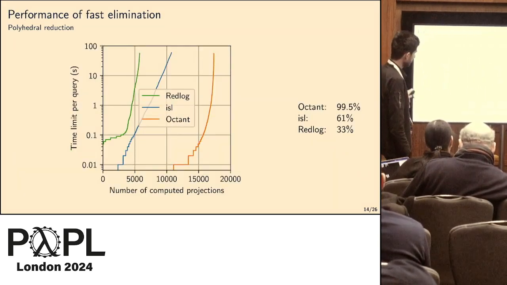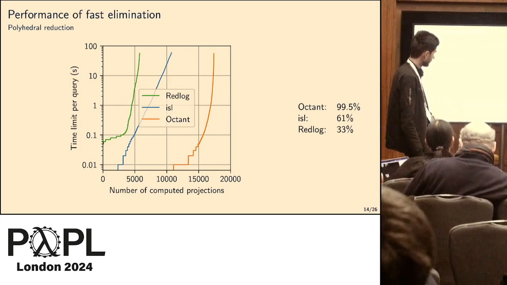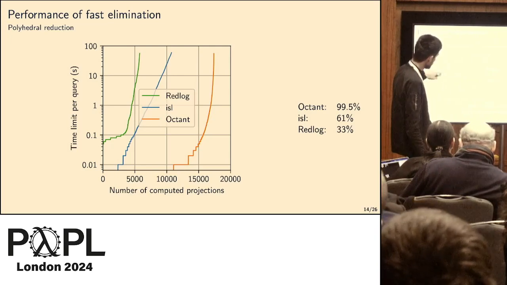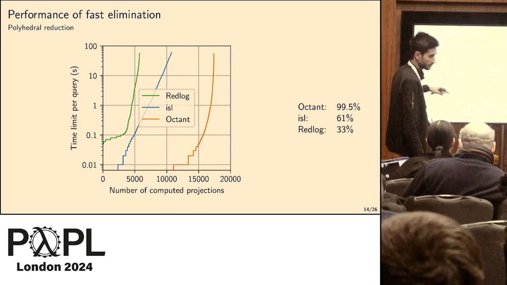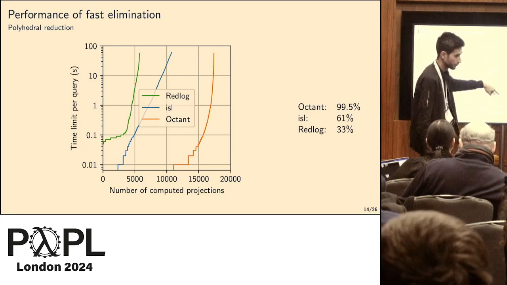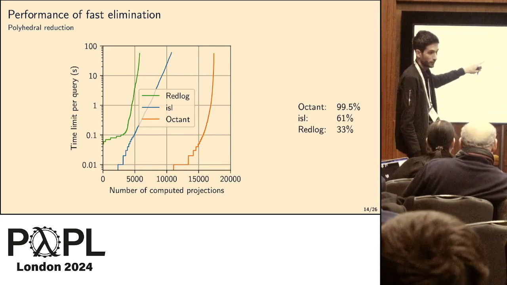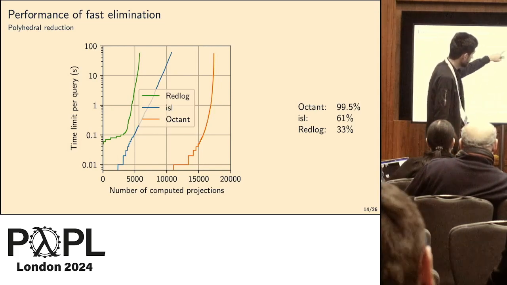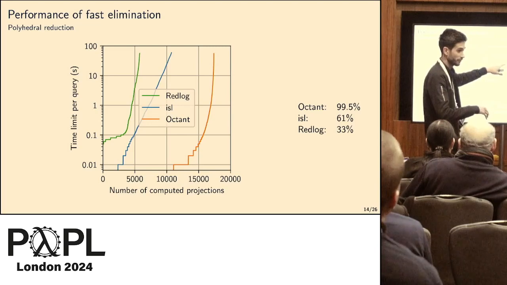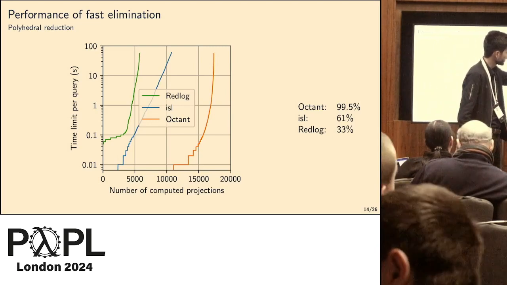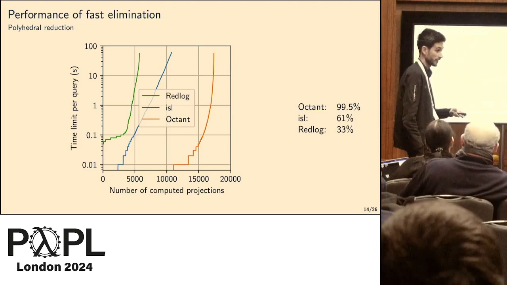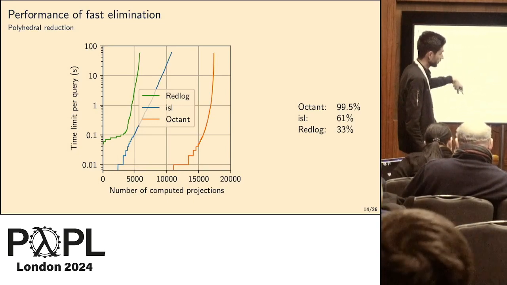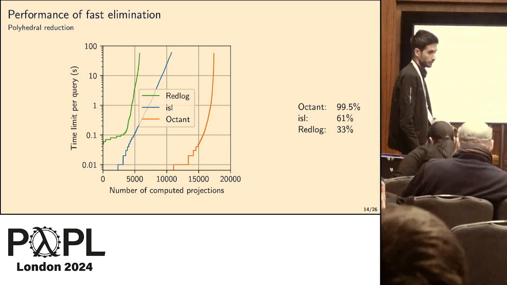So here we have Octant, our tool. It's the number of computed predictions given a time limit, and we compare our procedure to the best performing tools for eliminating quantifiers. And what we see is that our tool and our method, for the specific kind of problem we handle, is able to project like 99.5% of formulas in less than 1 minute. And ISL from the Barvinok toolbox and Wellog are not as good.